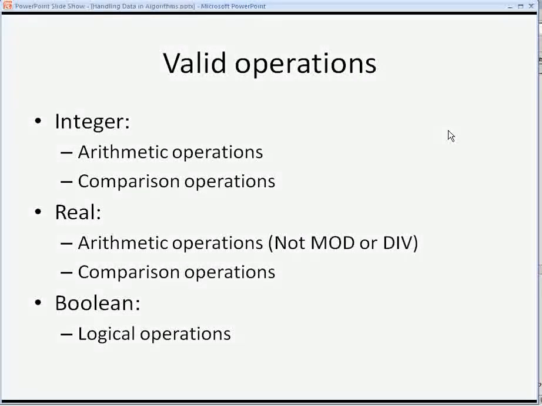Now, the two types of operators, arithmetic and comparison, will work on different sorts of data types. So with integers, you can do arithmetic operations and comparison operations, so you can test whether 3 is bigger than 2, for example. With real numbers, you can do arithmetic operations, but you can't use mod or div because those commands are only designed for integers. You can also use comparison operations, so you could test that 1.5 is bigger than 0.5. For Boolean data types, you can only do logical operations. There's no maths involved with true and false.